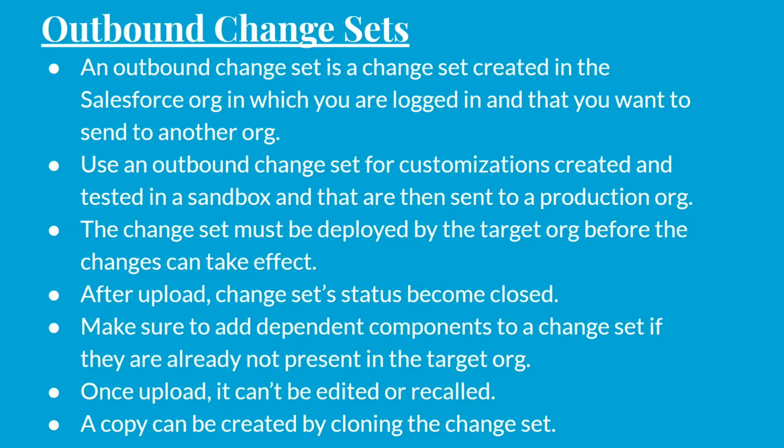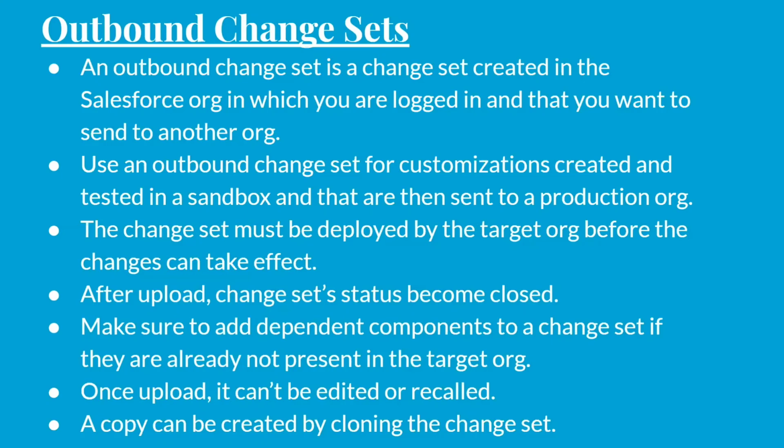So now I want to send it to sandbox 2, but I'm in sandbox 1, so my change set will be outbound because I want to use it for the outgoing. So that's how the name comes. Use an outbound change set for customizations created and tested in a sandbox, and that are then sent to a production org. So when you have created the customizations and tested them in a particular sandbox, now you can use the outbound change set and send all those customizations to the production or any other sandbox as well.